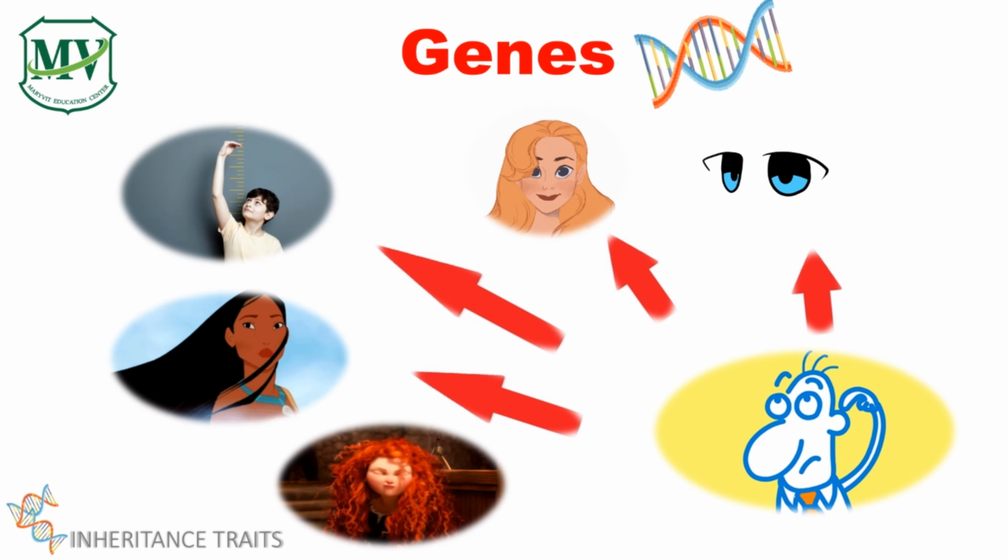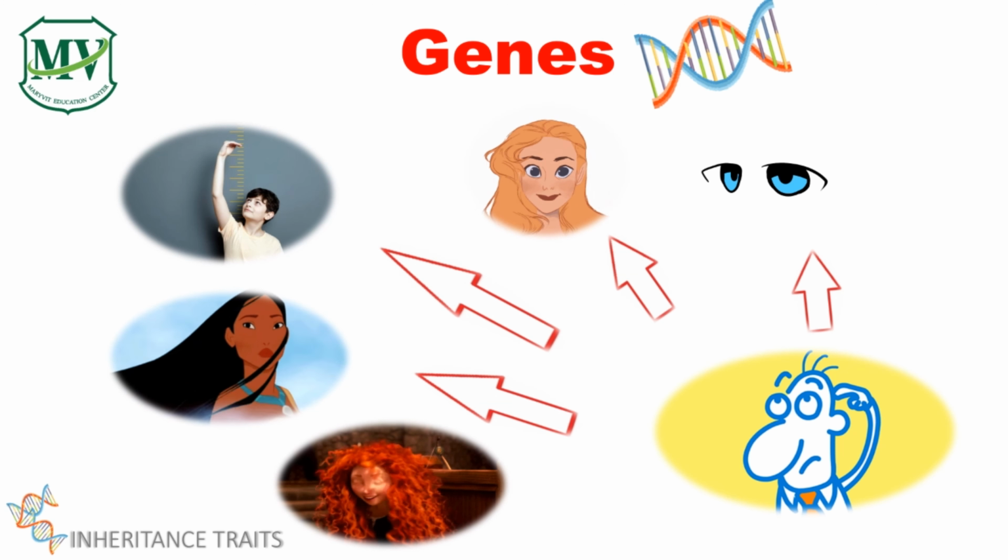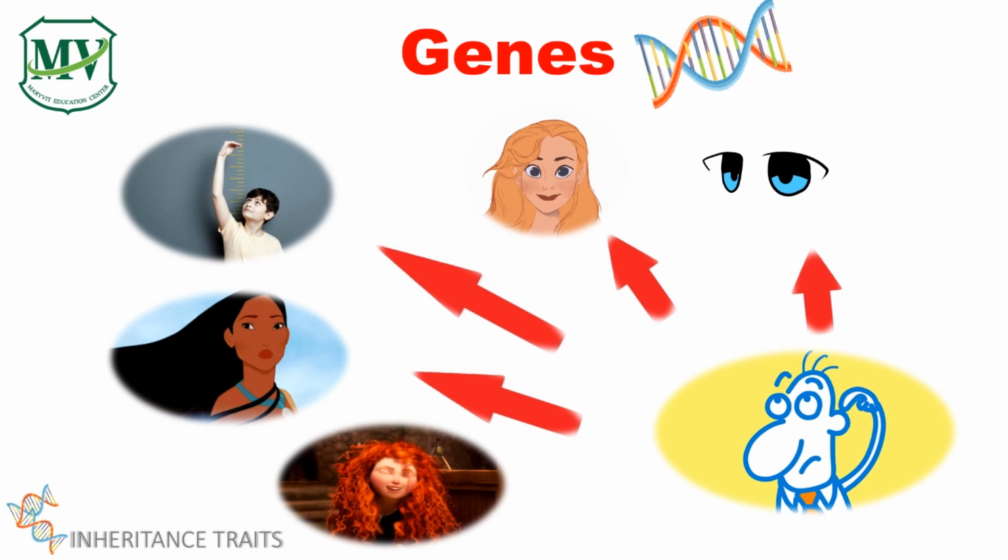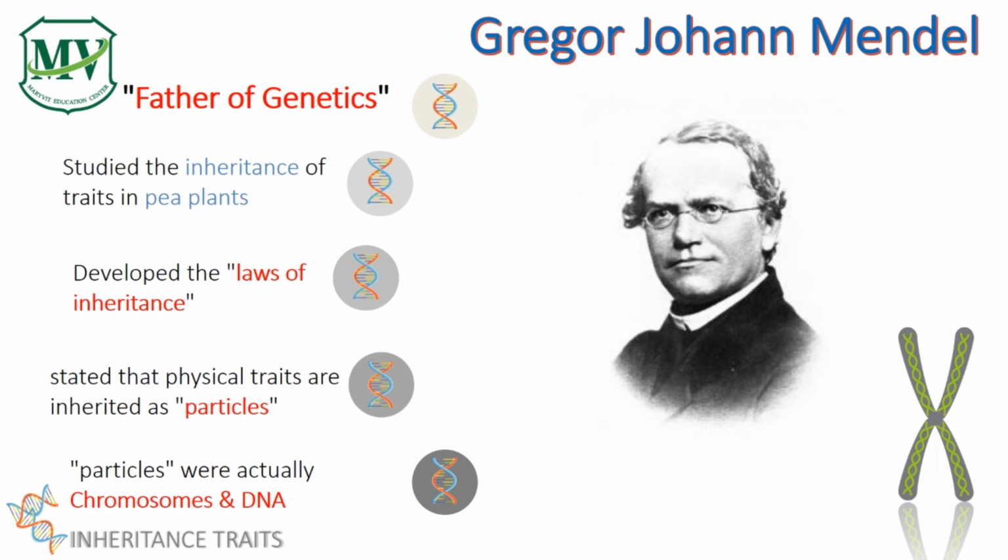Inherited traits are passed from parents to offspring according to the rules of Mendelian inheritance. We have here Mr. Gregor Mendel as the father of genetics. Through his work on pea plants, he discovered the fundamental laws of inheritance. He deduced that genes come in pairs and are inherited as distinct units, one from each parent. Mendel's laws of inheritance include the law of dominance, law of segregation, and law of independent assortment.